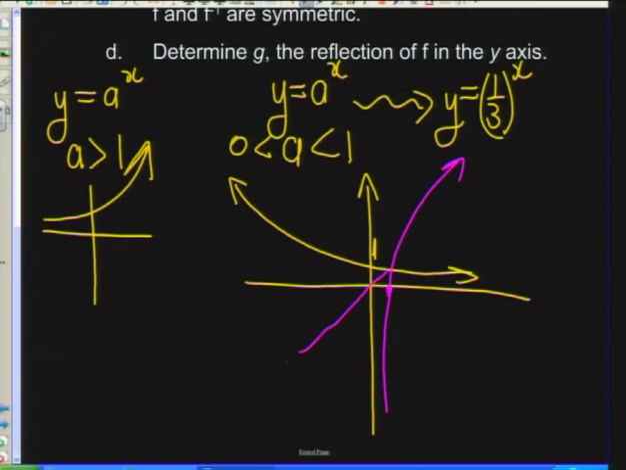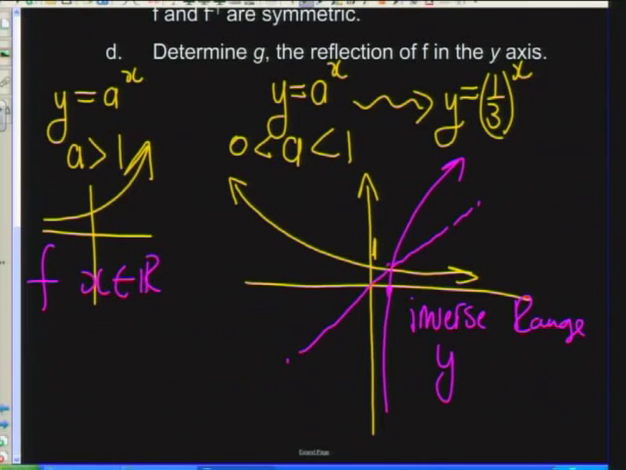These two graphs are symmetrical in the line y = x. So if my original graph f had a domain of x an element of the real numbers, then my inverse will have a range of y an element of the real numbers. I've drawn it in purple, but you don't actually even need to draw it. You can just know that from the properties of the original graph.